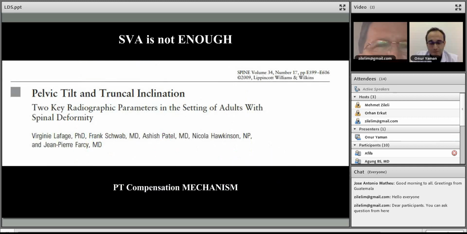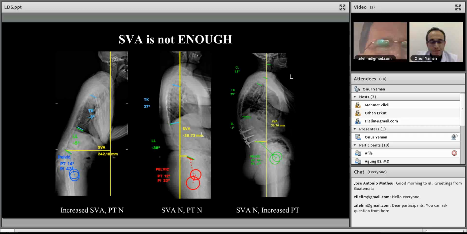No, it's not. We have to know that the pelvic tilt is a compensation mechanism. So there are different kinds of patients here. On the left side, this patient has an increased SPA and a normal pelvic tilt. In the middle, the patient's SPA and pelvic tilt are normal. On the right side, the patient has a normal SPA but increased pelvic tilt. So we have to know the pelvic tilt values.